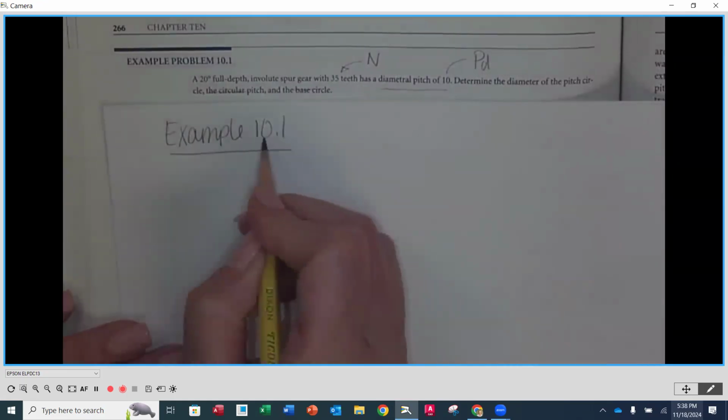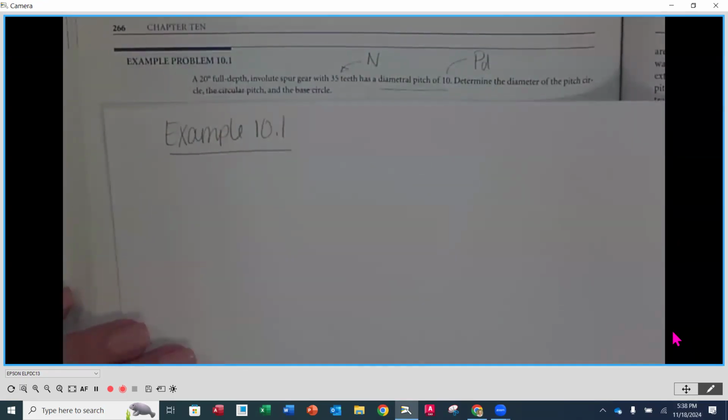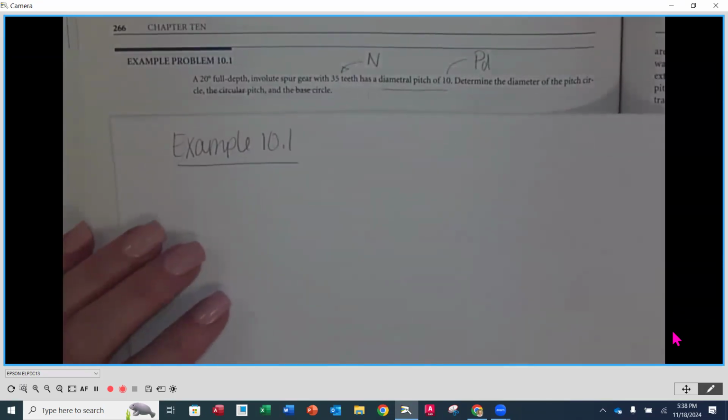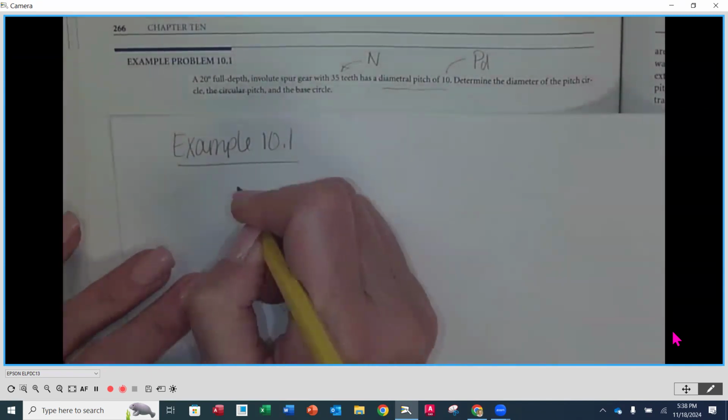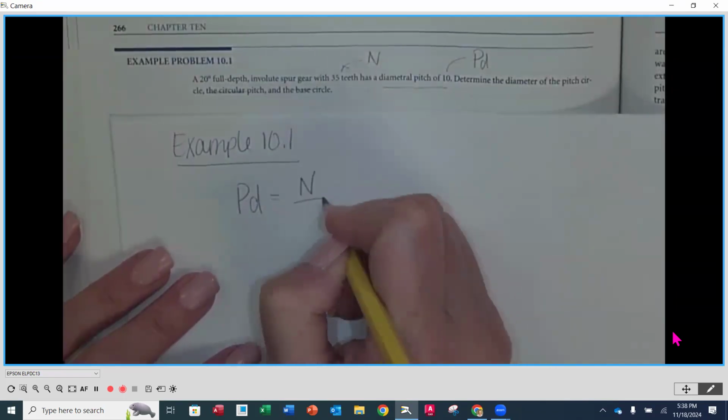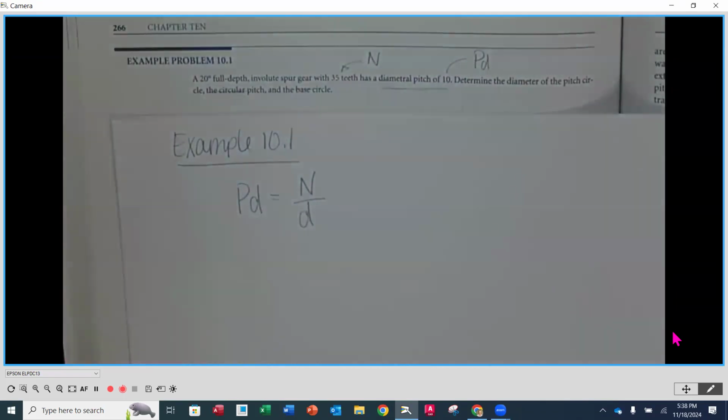So the first thing you're going to do is put your example number. Then, as you know, we are always going to identify the equation in variable form first. Don't just start putting stuff in equations and adding and subtracting or multiplying and dividing. I know you're eager to get into it, but I need you to write out the equation first. The equation relating these variables is the diametral pitch equation: diametral pitch is equal to N divided by D.